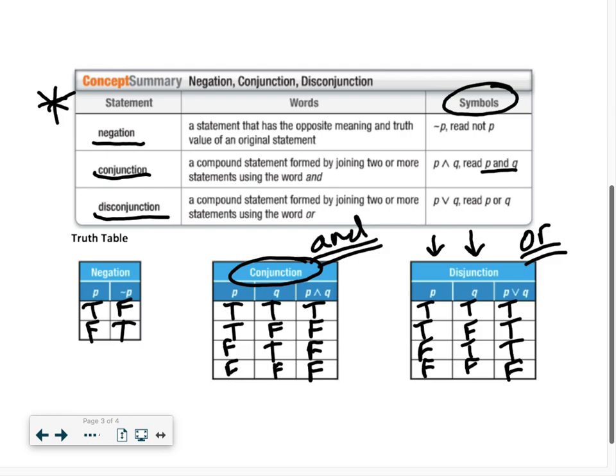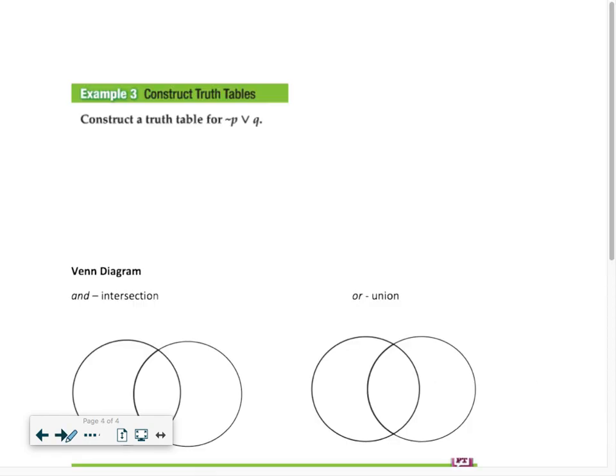So that can be kind of tricky, I know. Practicing it is going to make it a lot easier for you. So let's practice constructing a truth table for not P or Q. I've got two statements, P and Q, so let's make those two columns here.